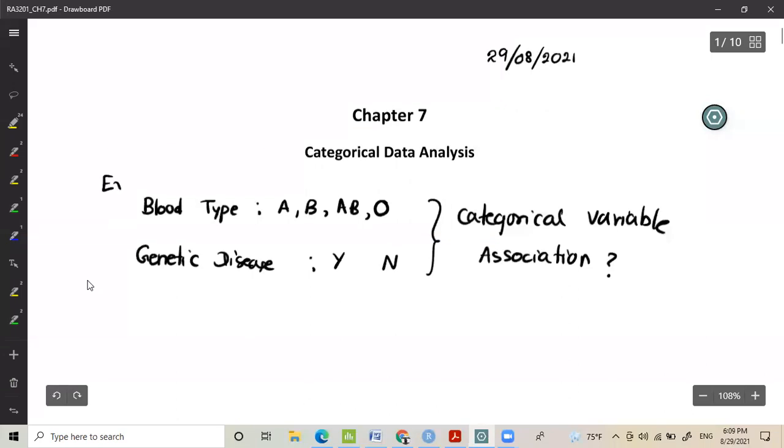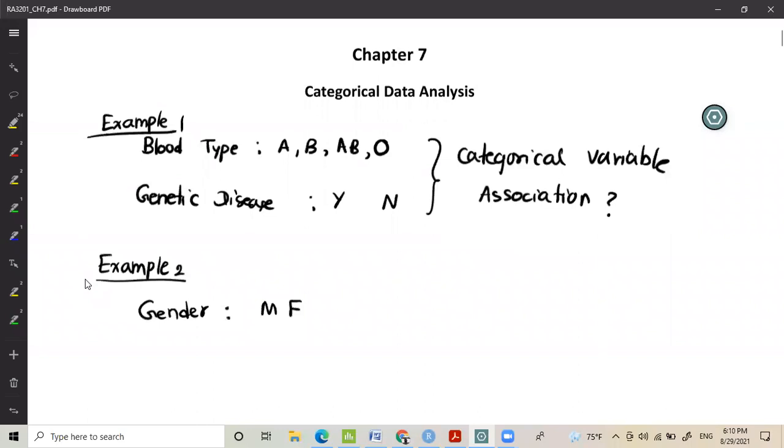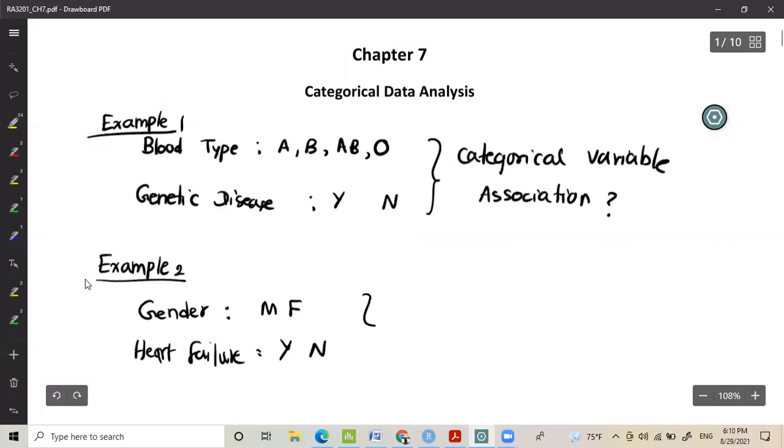So this is one example. Now the second example. You take another very common categorical variable, gender, males and females, right? And then you have another categorical variable, let's say, whether they suffer from a certain heart failure, yes or no.